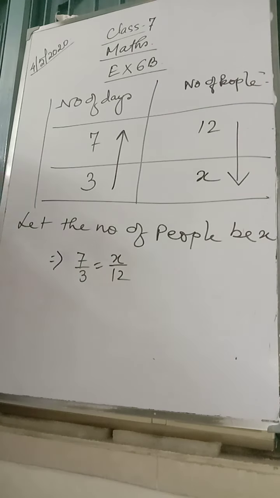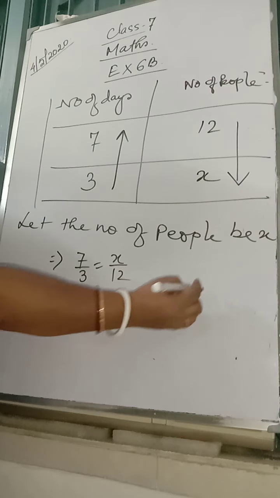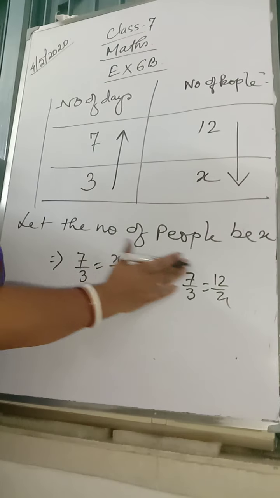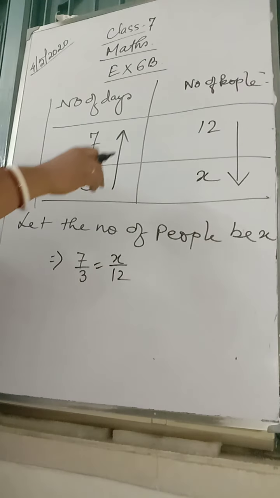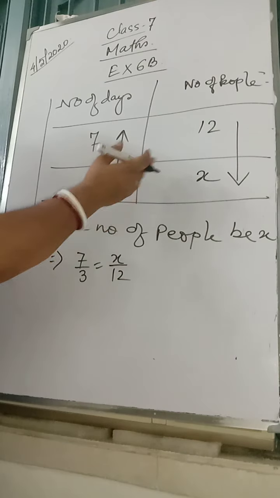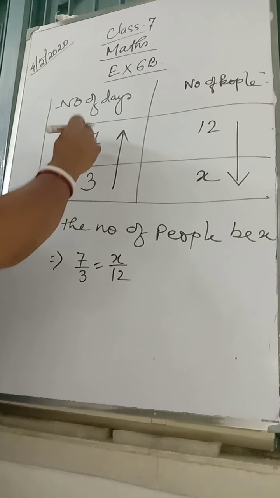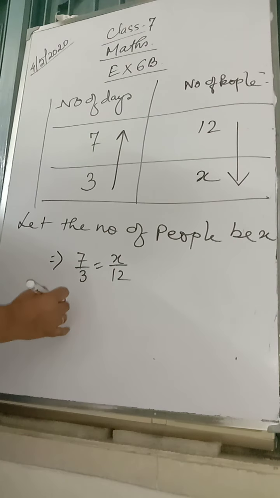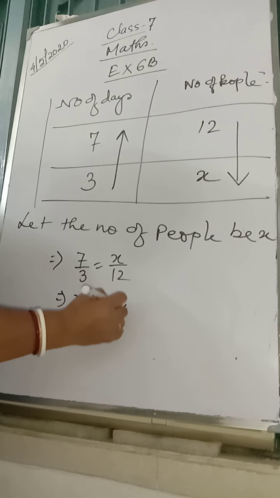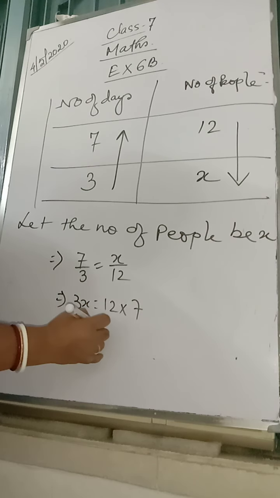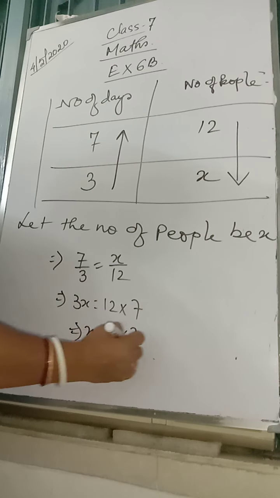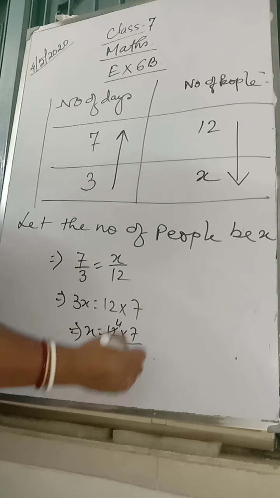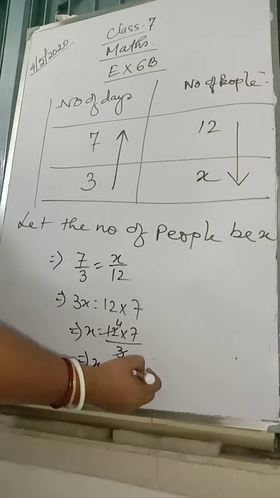Maybe the last time I drew an arrow or something, but it was like that. Last time it was 7 by 3 is equal to 12 by X as it is if direct. But if it is indirect, the thing that we have to find will be written in reverse order. Clear? 7 by 3 as it is, but it is not written 12 by X, it is written X by 12. So this gives you 3X is equal to 12 into 7, or X is equal to 12 into 7 by 3. So there are 28 people required.